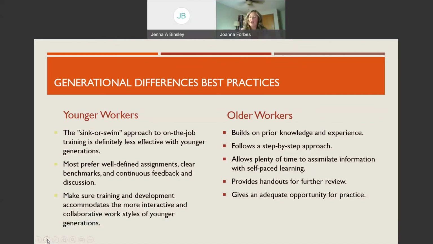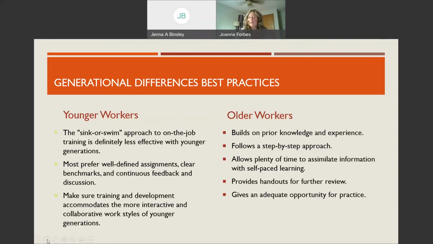So our younger generations, that sink or swim approach just does not really work for those generations. They like well-defined assignments, clear benchmarks, and they like that continuous feedback. So you really want to make sure that any training accommodates that collaborative work style of our younger generations. And then maybe our more seasoned generations, they typically like more of a step-by-step approach. They do like their handouts. They like something that they can review on their own, and they like opportunities for practice.